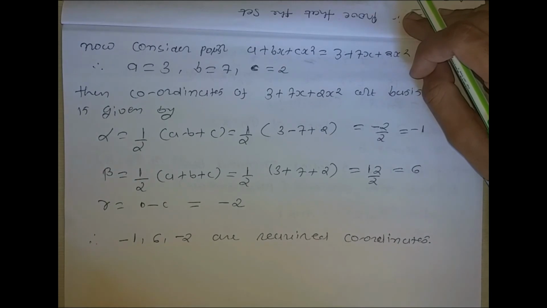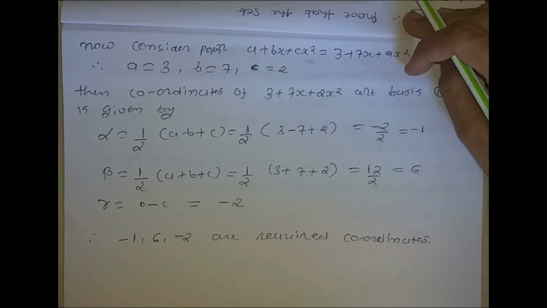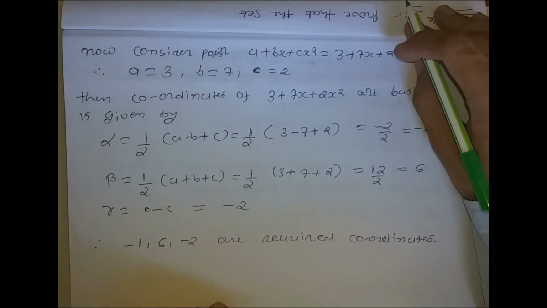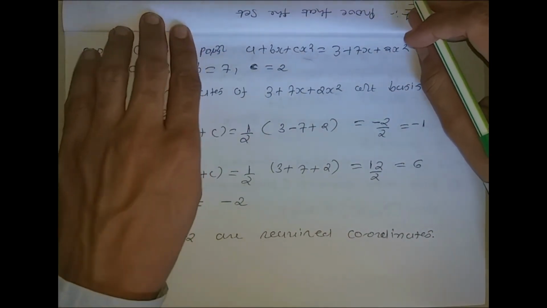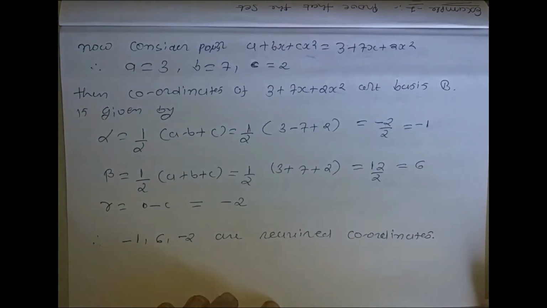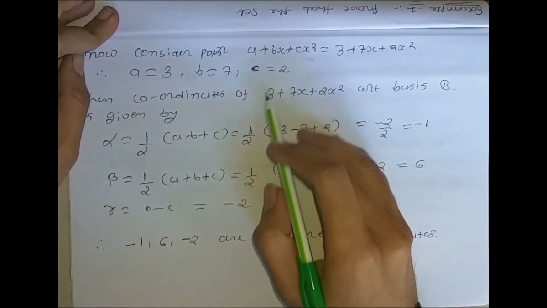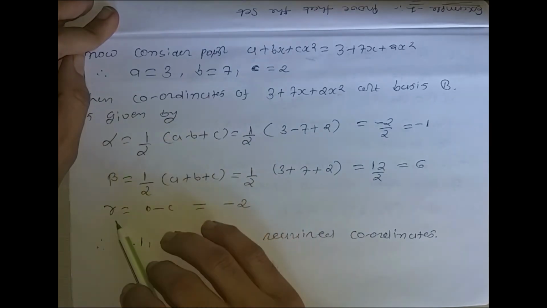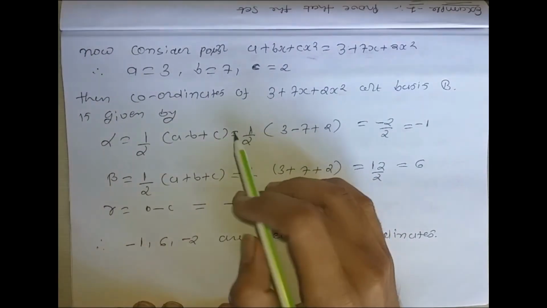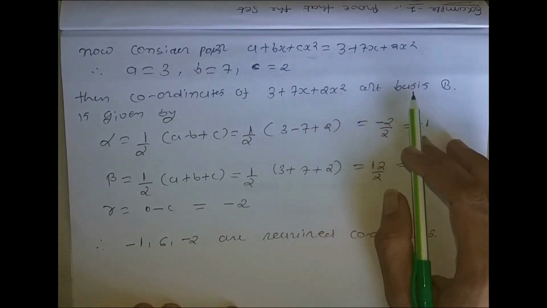Now we have to find the coordinates. What does that mean? The values of alpha, beta and gamma that we obtained in the form of a, b, c, in place of a, b, c we have to put these values. That is, we have to find the values of alpha, beta and gamma. So what we do, we put this value of a, b, c in the alpha, beta and gamma, which are in the form of a, b, c.